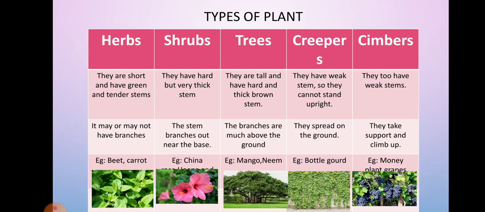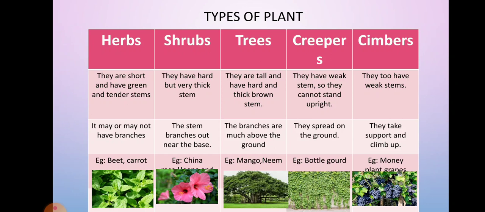Then the next is shrub. Shrubs have a hard but very thick stem. They have a thick stem as compared to herbs. Herbs have a tender stem, meaning a delicate stem which can be twisted and broken. But shrubs have a thick stem which cannot be broken off easily, and it is even brown in color. Then the stem branches out near the base, branches come out from the main stem. An example is China rose, or hibiscus, as we commonly call it.